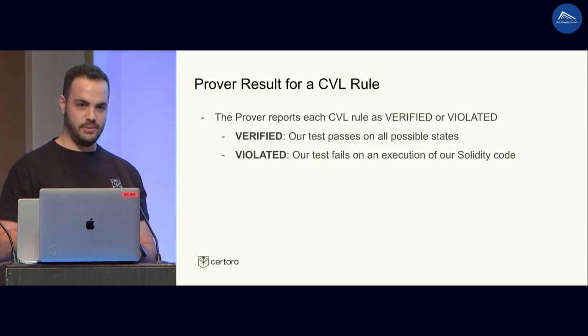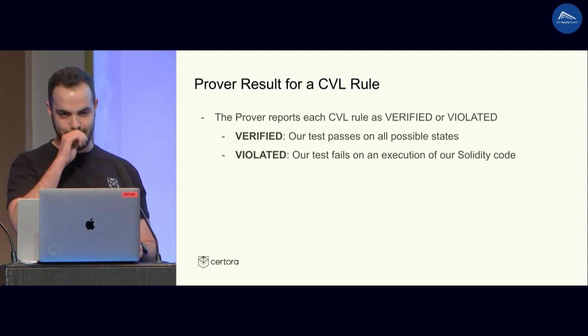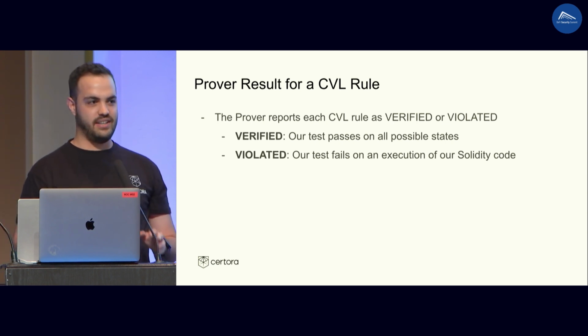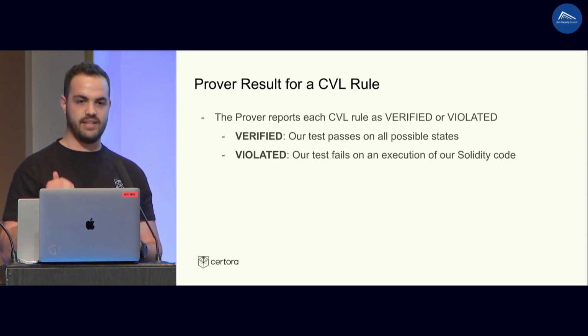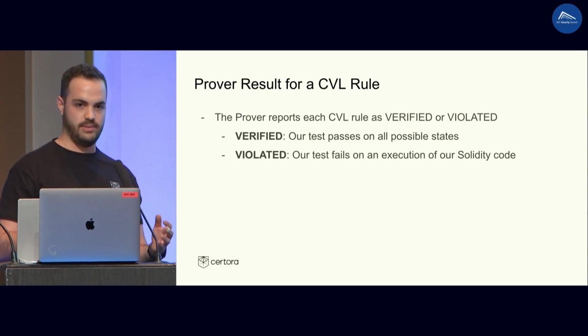Or you might get a violation. When you get a violation, it's a red X. It's pretty annoying. And what it means is there is some state with some inputs that breaks the property. And the prover shows us exactly what that state is and shows us step by step what happens, to help us find the exact bug that breaks the property.